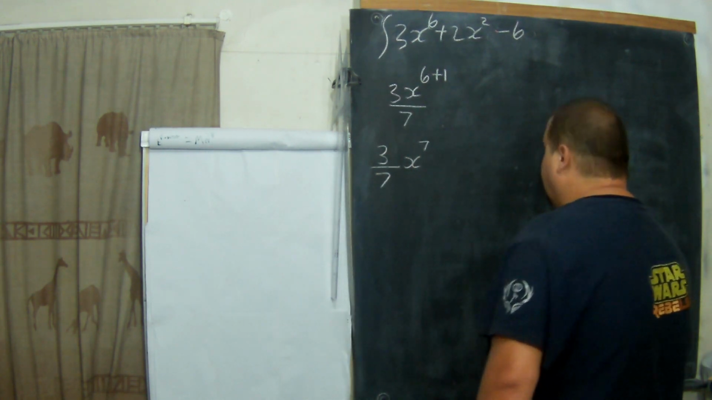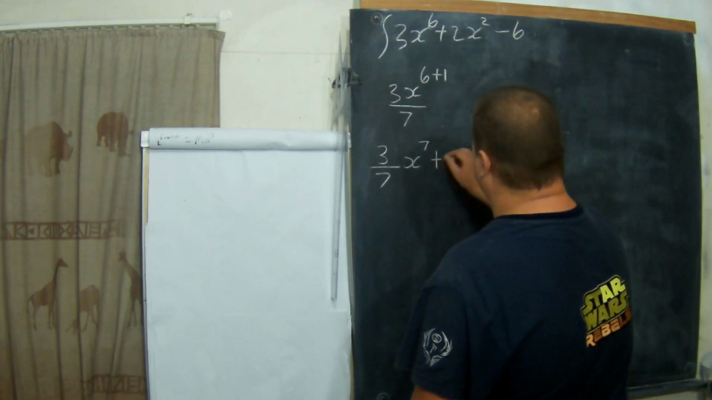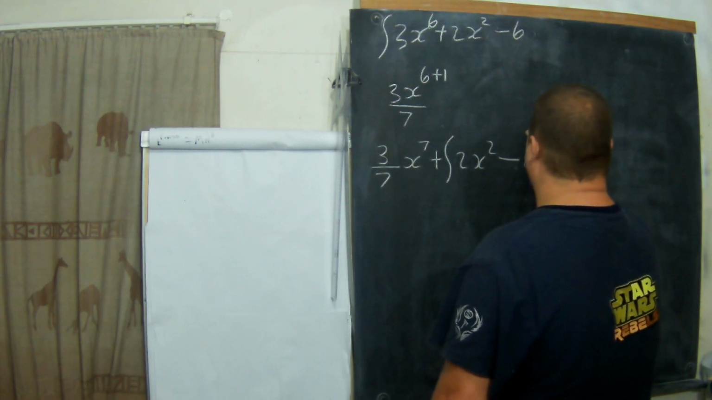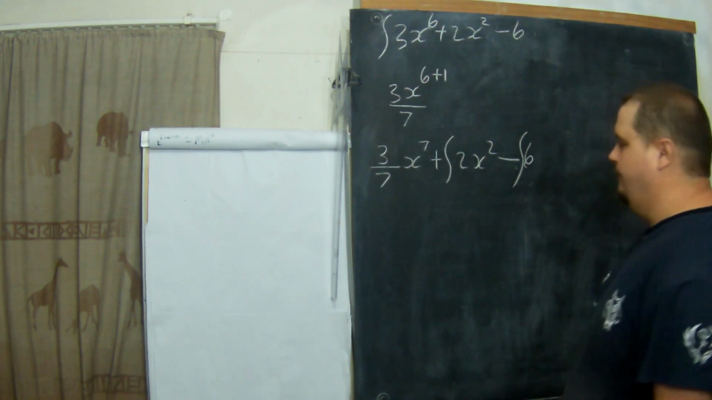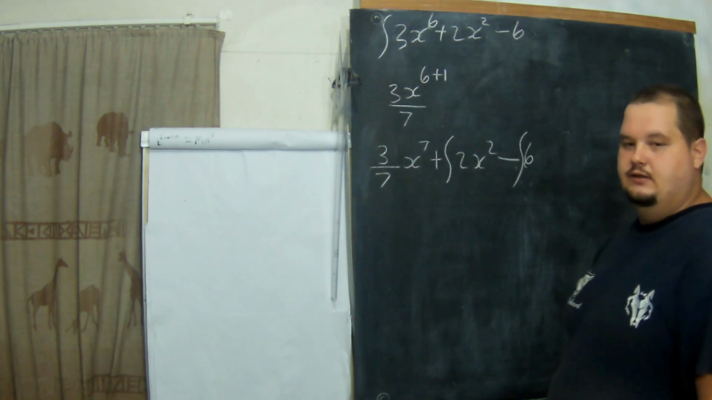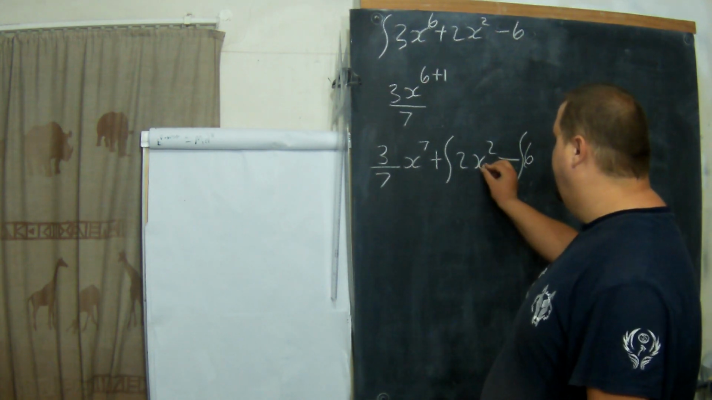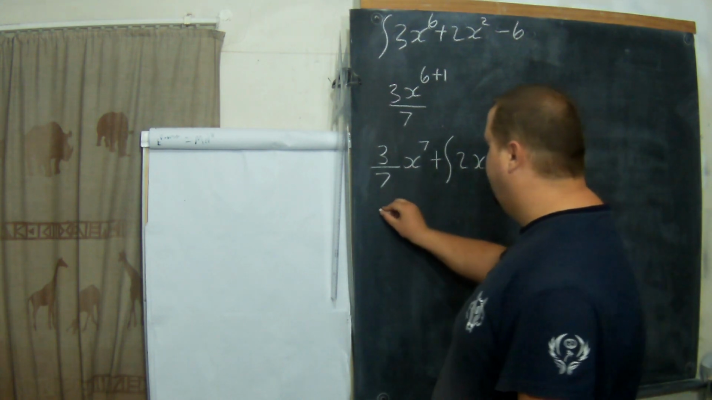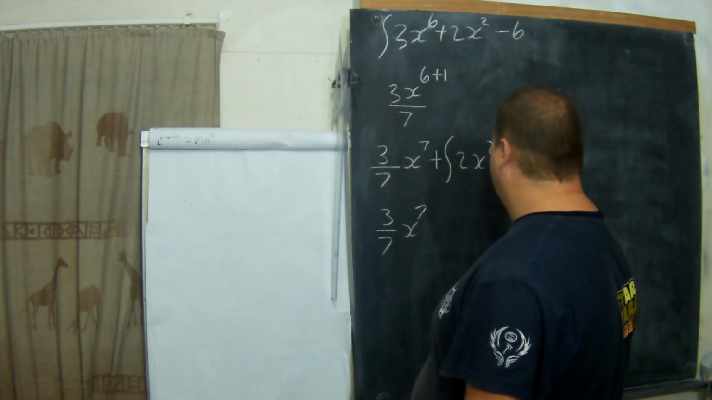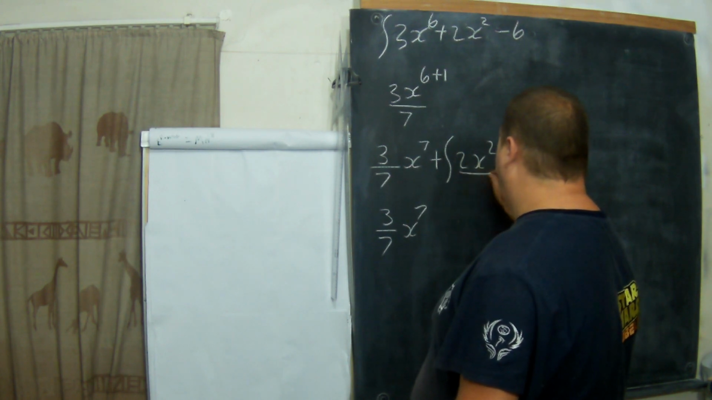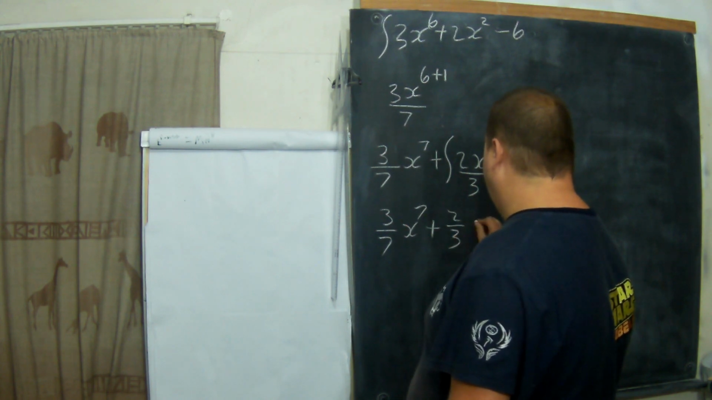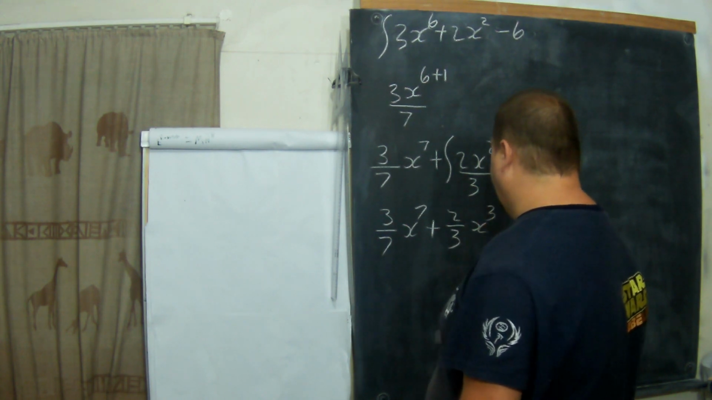Now the next sum to integrate is plus 2x squared minus 6, and we integrate that as well. Now what we need to do is integrate 2x squared. So 3 over 7, x to the 7. Now integrate 2x squared: 2 plus 1 is 3, so it's plus 2 over 3, x to the 3.